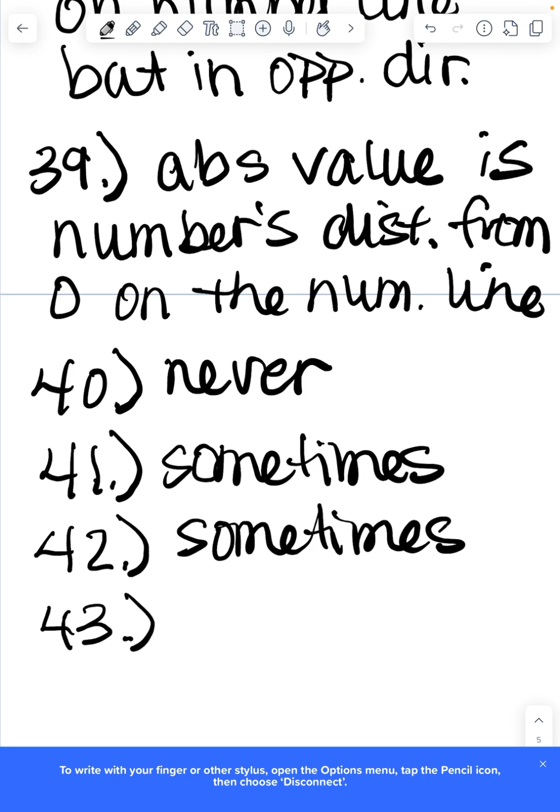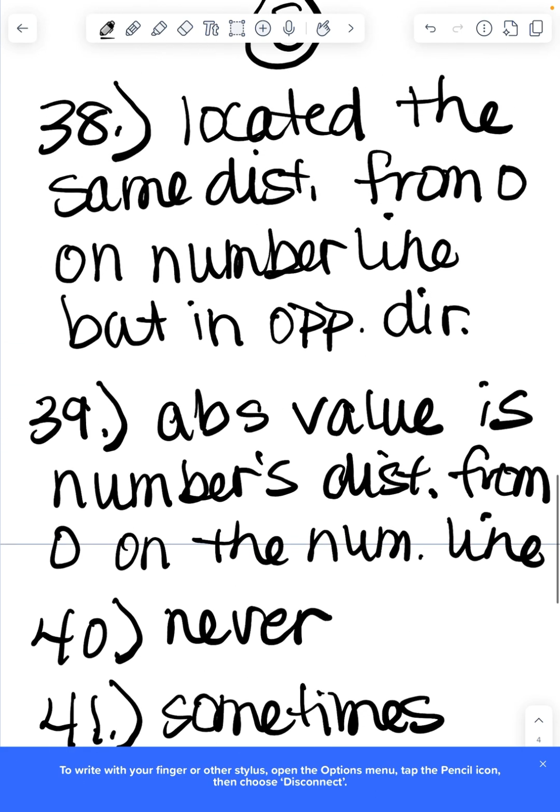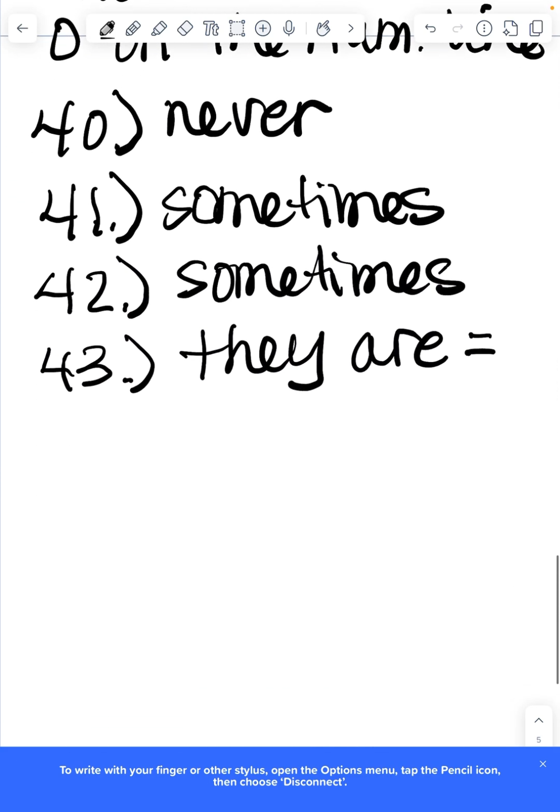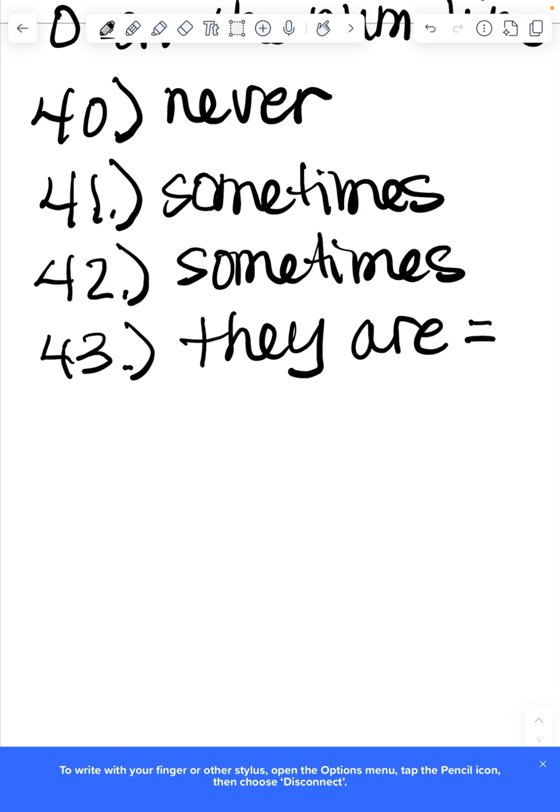Essential question: how do the absolute values of opposite integers compare? Well, they are equal, because when we defined opposites earlier, back on number 38, opposites are located the same distance from 0 on the number line. That means they're going to have the same absolute value, which is the distance from 0 on the number line. So they are equal.